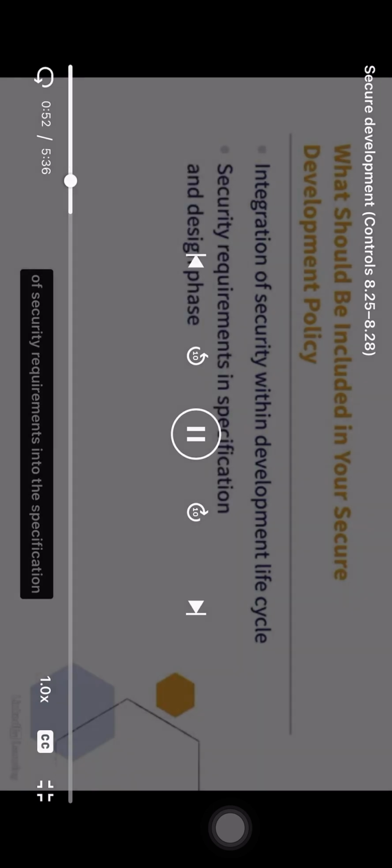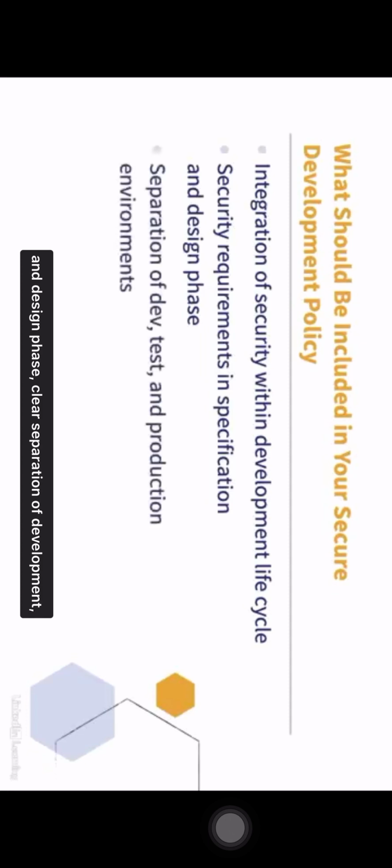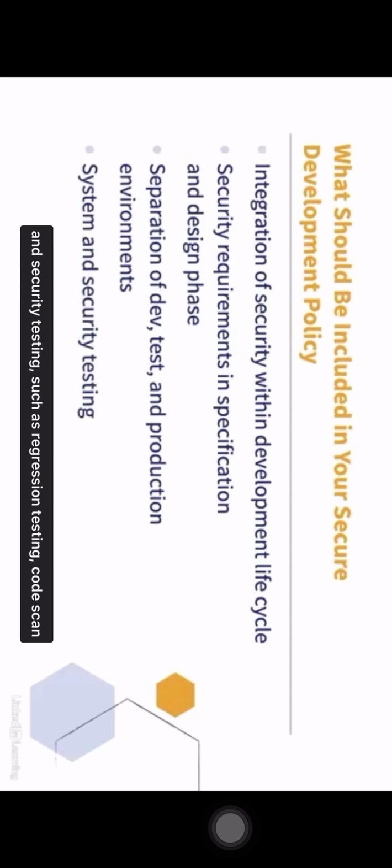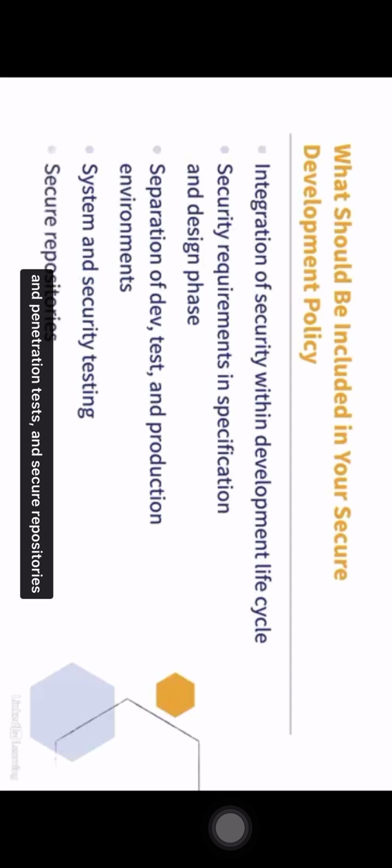Your policy should require integration of security within the software development lifecycle, incorporation of security requirements into the specification and design phase, clear separation of development, test, and production environments, comprehensive system and security testing such as regression testing, code scans, and penetration tests, and secure repositories for source code and configuration management. Refer to ISO 27002 for more recommendations of what should be included in your secure development policy.